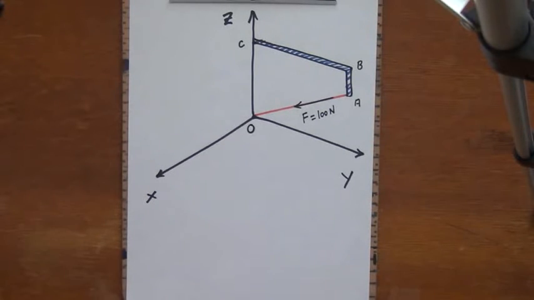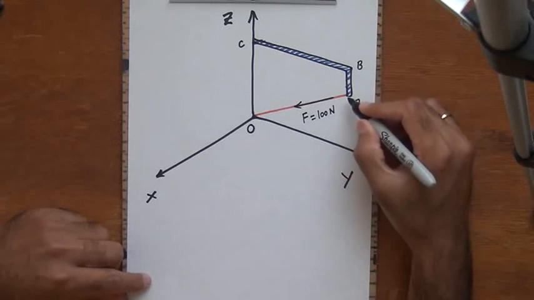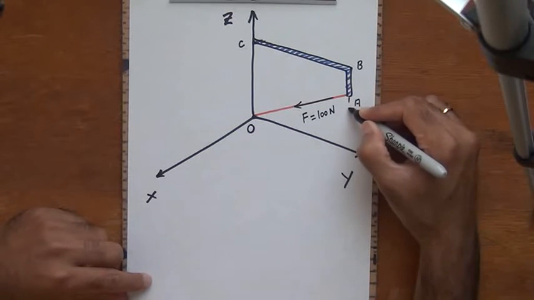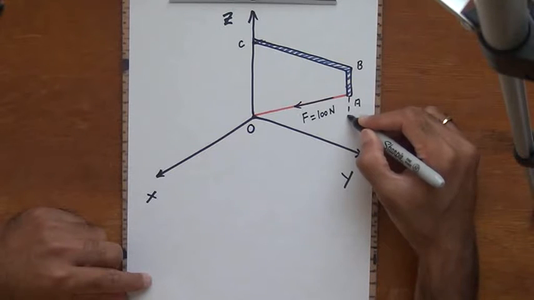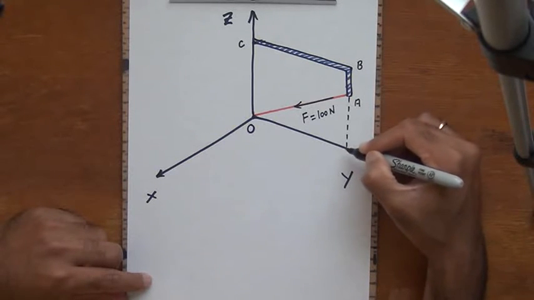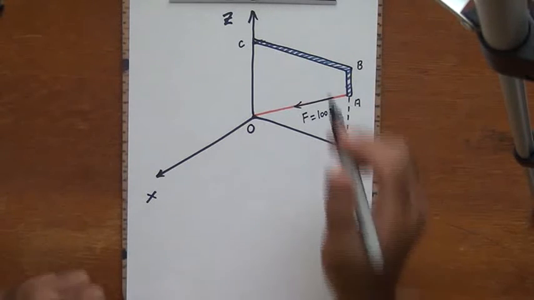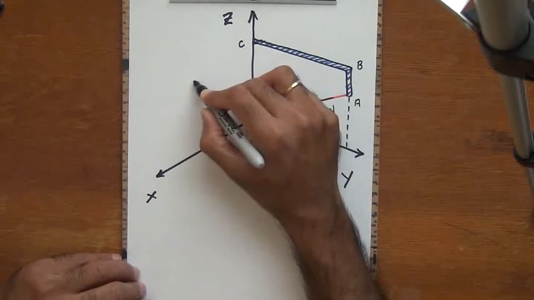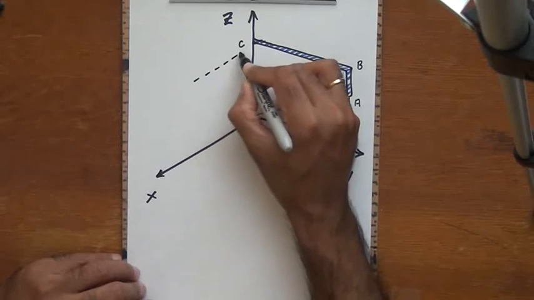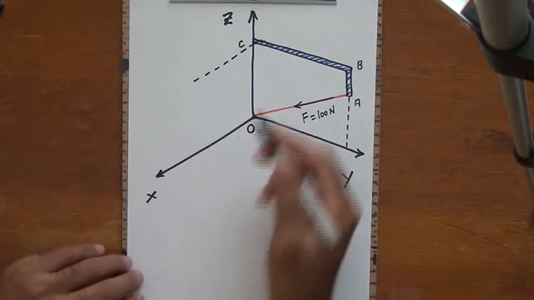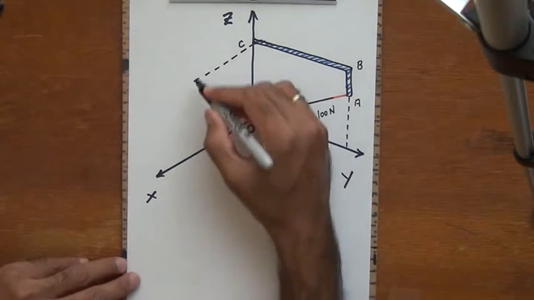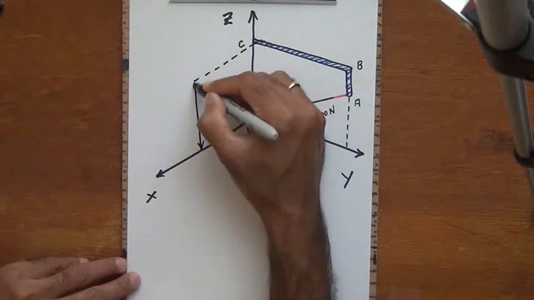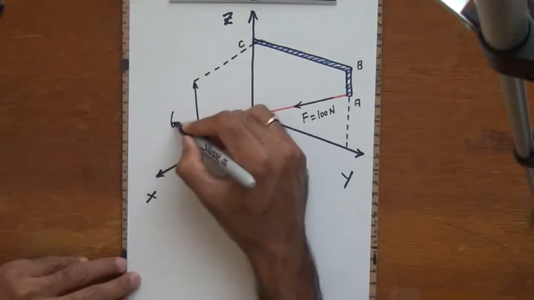And we also need some dimensions as to where the points are located. So I'm going to drop a line from the point A. This is going to intersect the y-axis right here, because the line BC is parallel to the y-axis. Now here are the dimensions that I'm going to be thinking about. The first dimension is right here. This is the height of the point C above the xy plane. So this height, let's call this 6 meters.